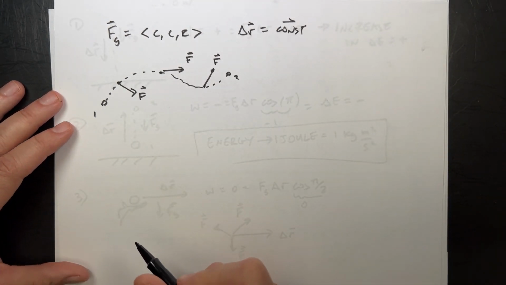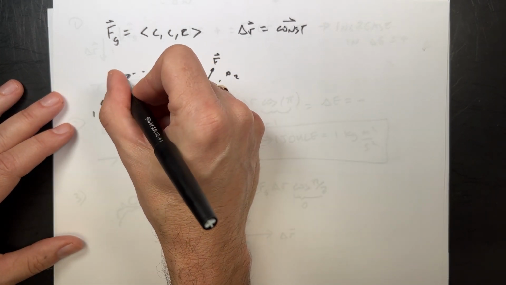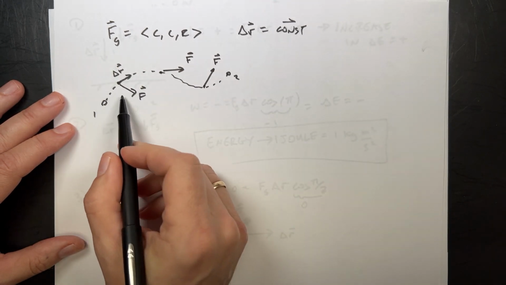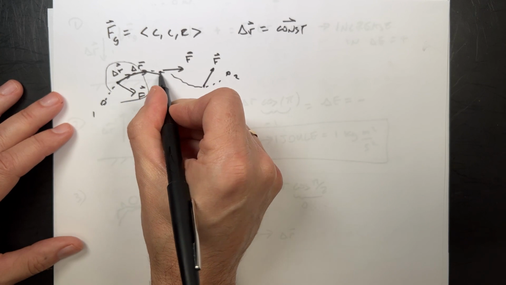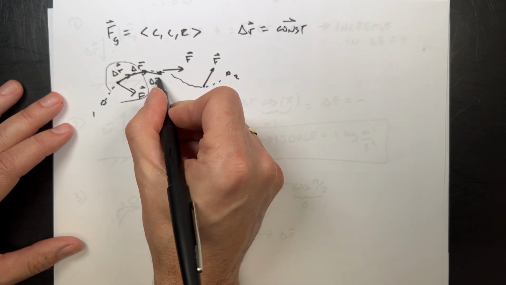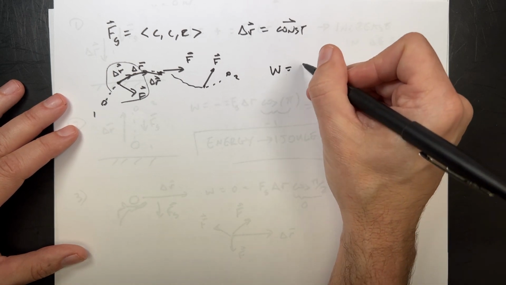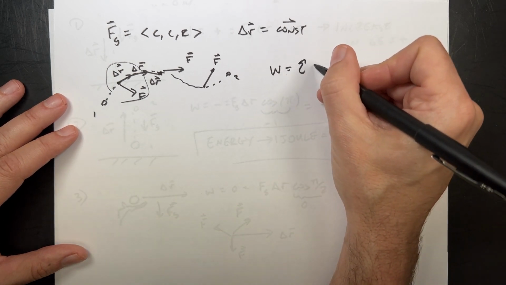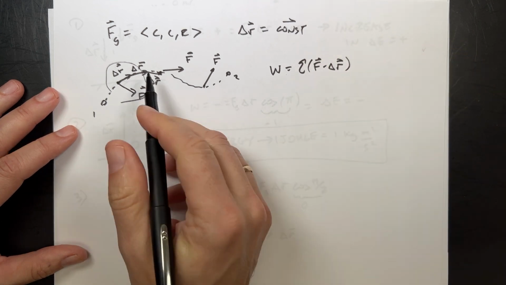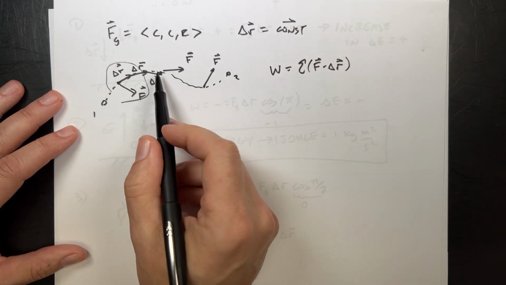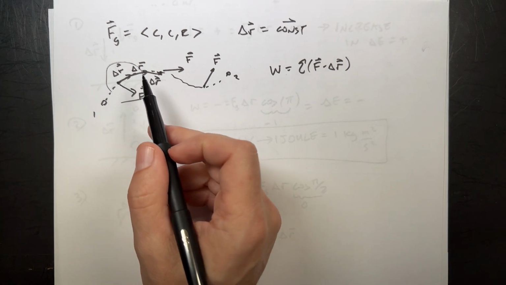Well, I could do the following. I could break this into steps of delta R and calculate the work for that step. And then I could do another step of delta R, and then another step of delta R. And then for each of those steps, I could calculate the little bit of work such that the total work would be the sum of all these steps of F dot delta R. So I'd have to add up a bunch of tiny little works where I'm assuming the force is constant over those steps. And then I could calculate the total work.